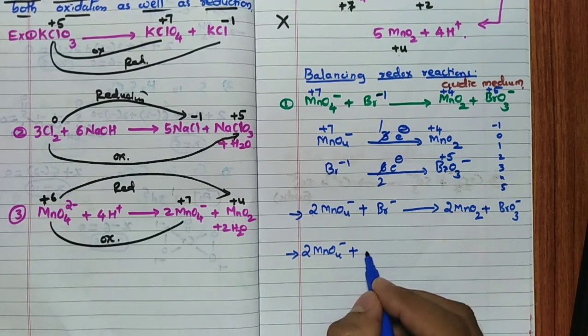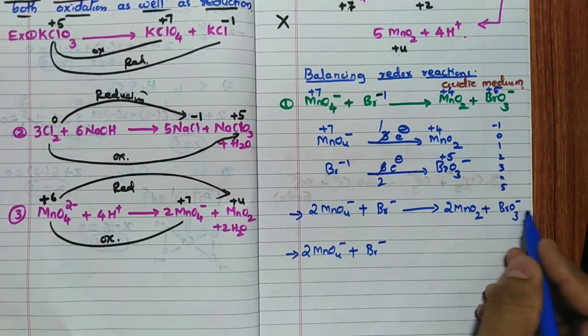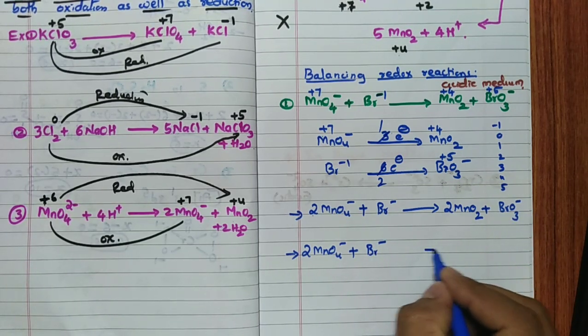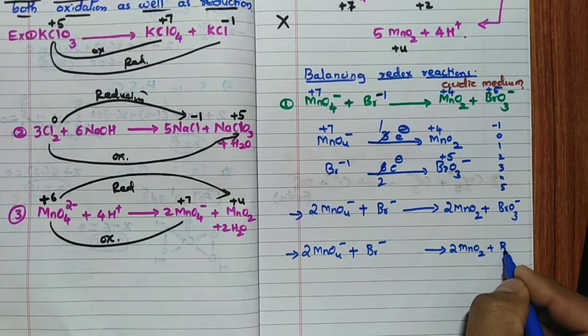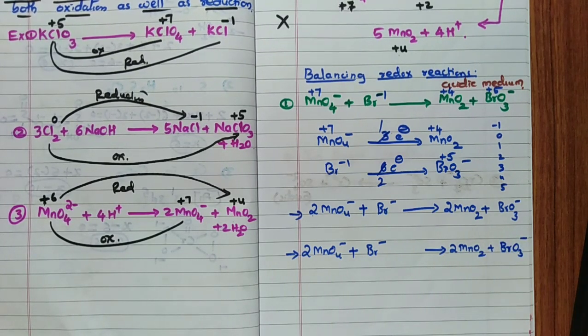2Mn, 2Mn balanced. Right? Br minus, BrO3, 1Br, 1Br balanced. So 2MnO2 plus BrO3. So you should not touch any of these. Now you calculate oxygen. How many oxygen is needed?